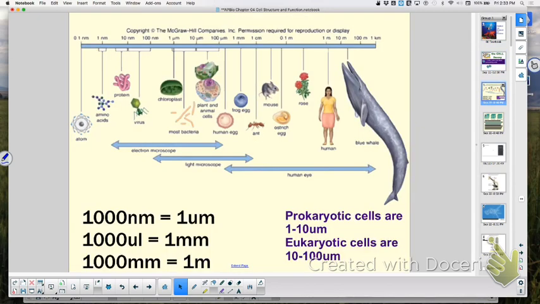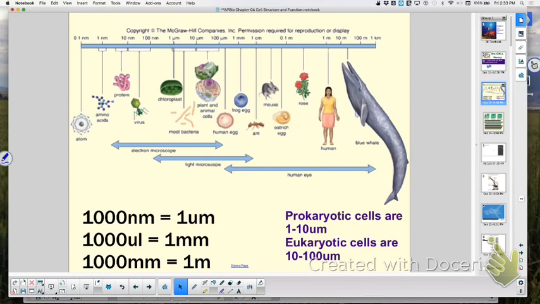When we look at the scale of cells, the main point I want you to get is that cells are very, very, very small. Who is smaller, a prokaryotic cell or a eukaryotic cell? Prokaryotic. Who has more surface area to volume? Prokaryotes do because they're smaller. What's smaller than a cell? Organelles, viruses. An atom.